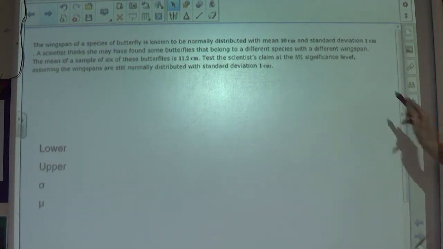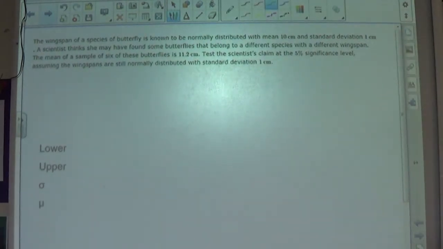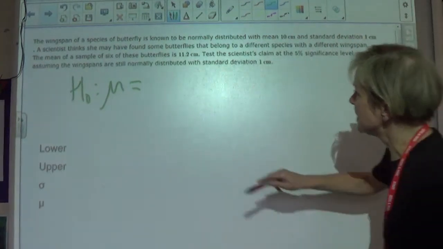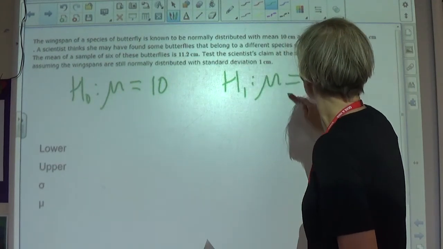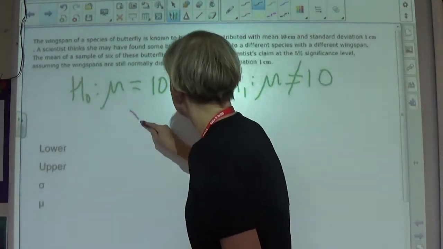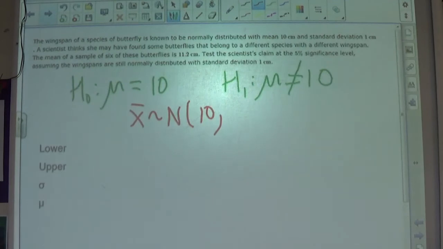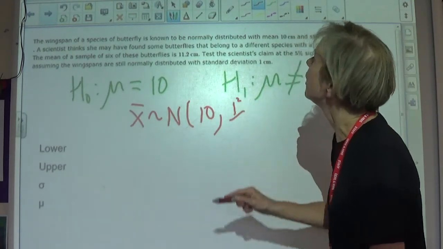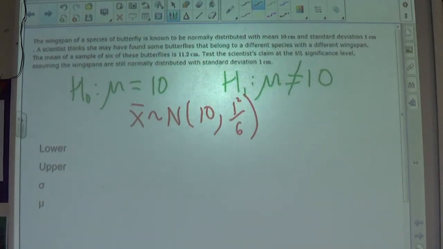So the key here is "different". We are looking at a change. It's not greater than or less than. So our null hypothesis, remember, is mu is 10, and our alternative hypothesis is mu not equal to 10. We know that x bar is normally distributed under the null with mean 10, and variance 1 squared over the sample size of 6. So we've got variance 1 over 6.